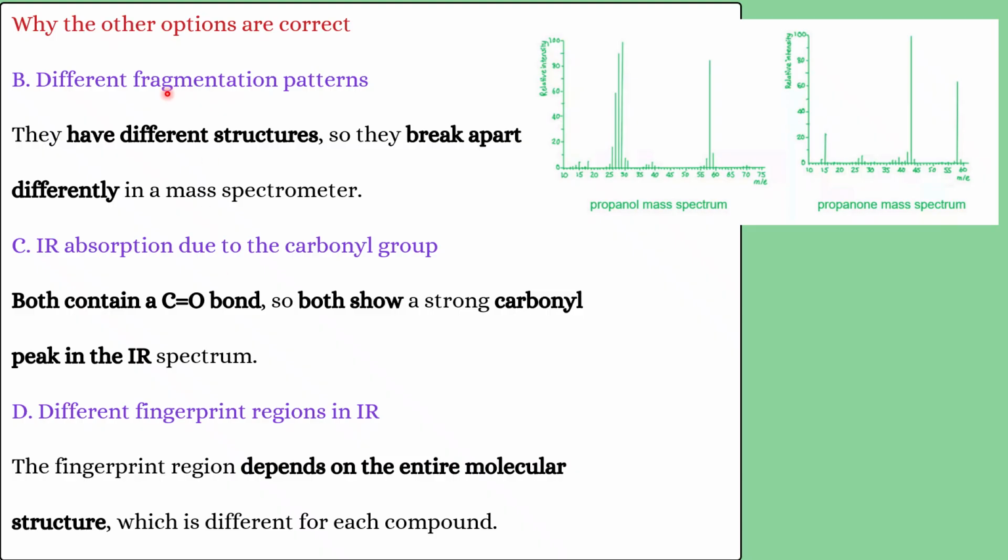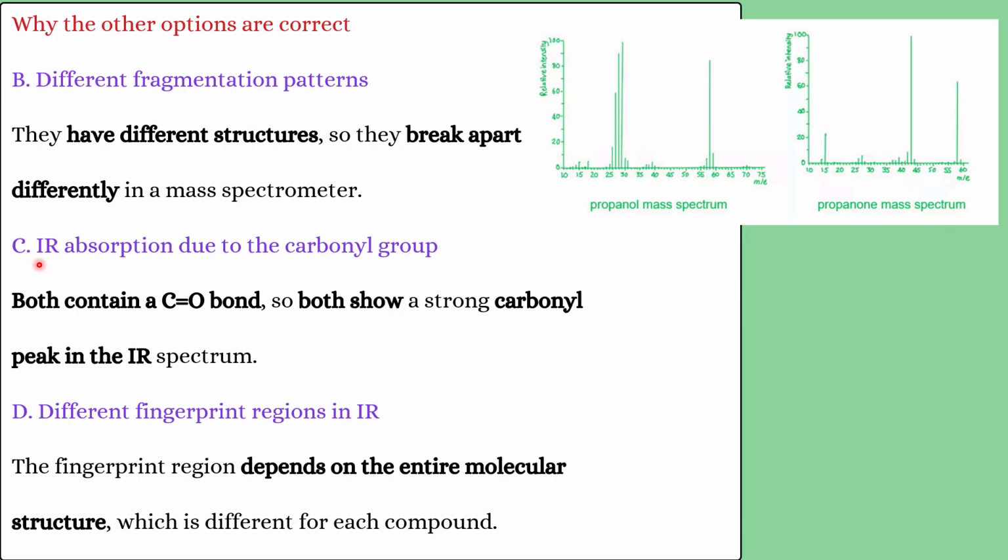Now let us understand why the other options are correct, because we have to choose the incorrect one. Option B given was different fragmentation patterns. When we talk about fragmentation patterns, compounds having different structures will always have different fragmentation patterns. Why? Because when we have different structures, they break apart differently, and so they both will have different fragmentation patterns. So in conclusion, this option was absolutely correct.